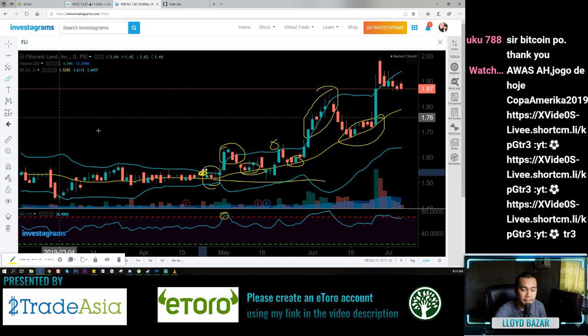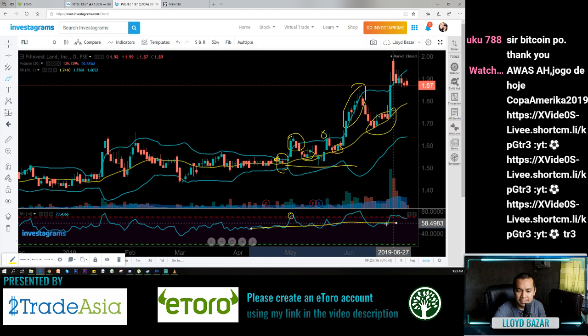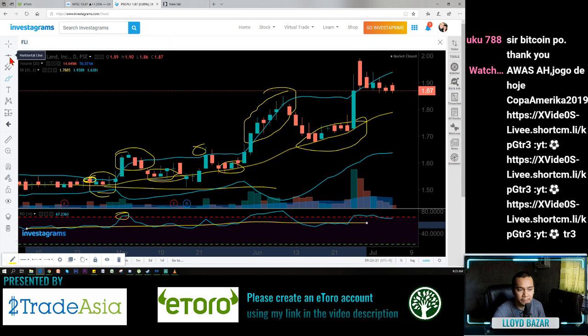Time check, it's 9:23. RSI, also for momentum, makikita niyo po ang momentum with RSI. I can't discuss more about that here since maubos yung pera, maubos yung oras natin.